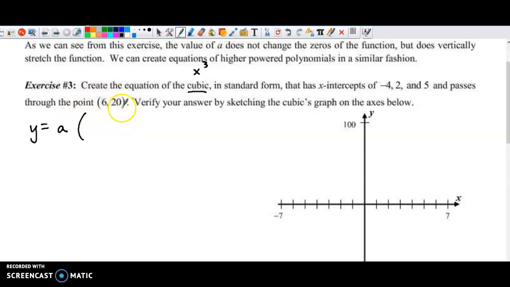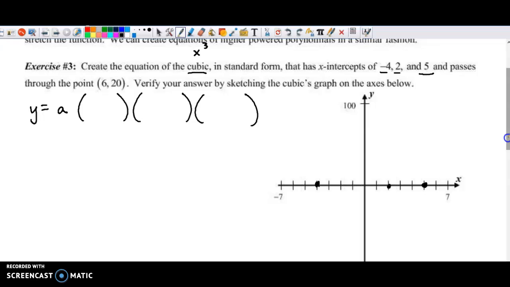The a value depends on that 620. And we should have 3 factors then, which we do. We have 3 x-intercepts at negative 4, positive 2, and positive 5. And what you could also do is put that you have 620 as an ordered pair on this. So remember, x-intercepts is the same thing as roots. Sometimes we call them zeros. We also call them solutions.